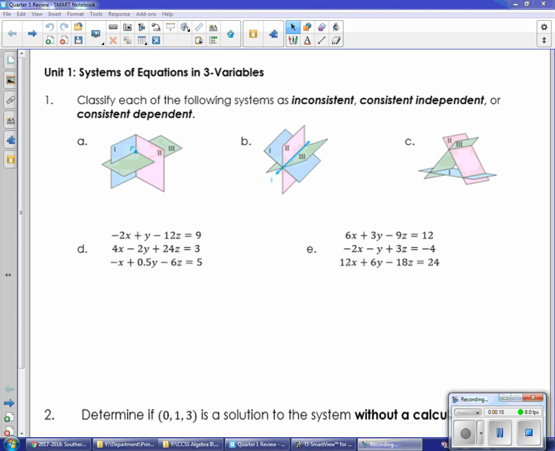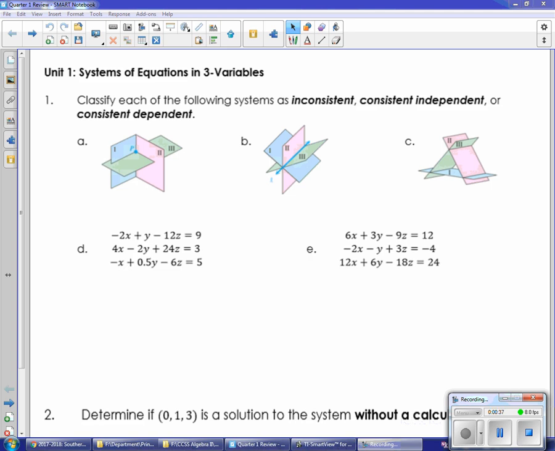In the second tutorial I'll review quadratic functions, and then in the third I will review polynomial functions. So let's get started with the first problem on your review packet that deals with classifying systems as either inconsistent, consistent independent, or consistent dependent.